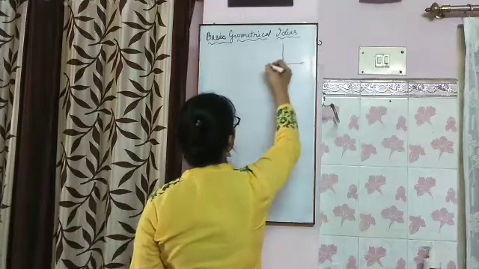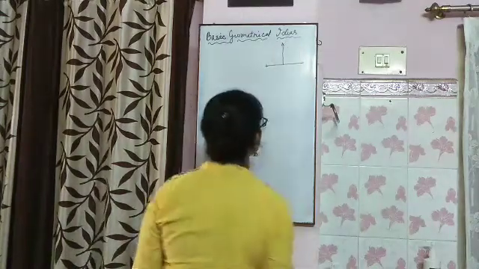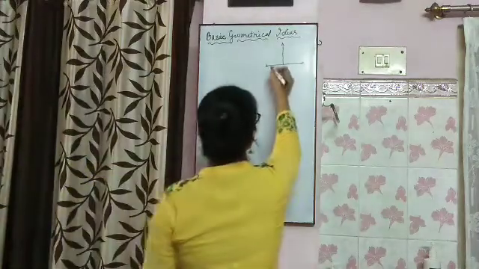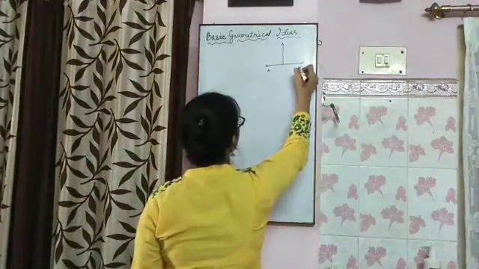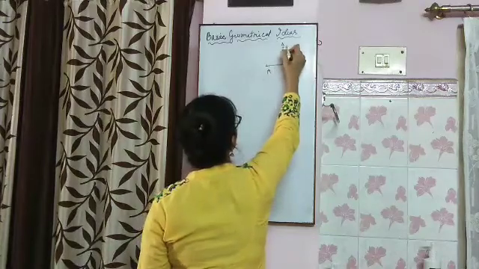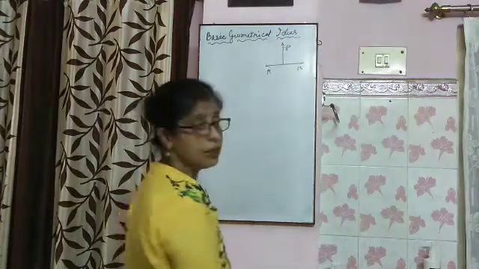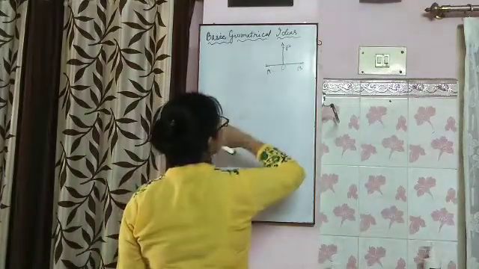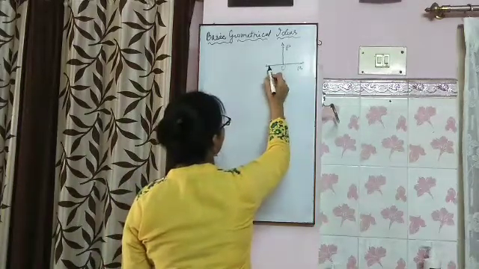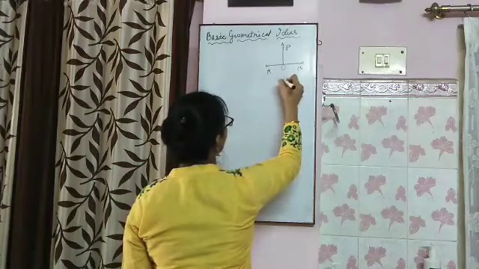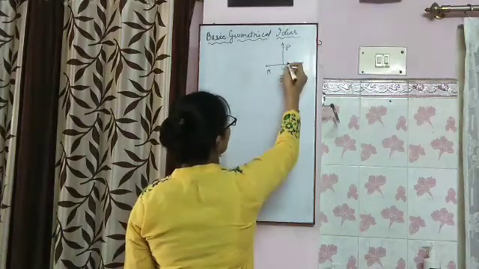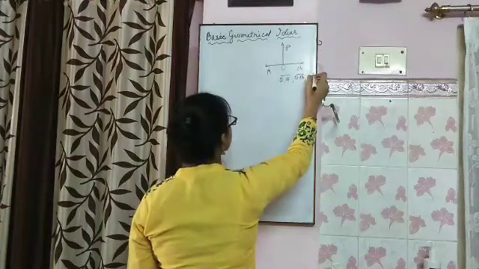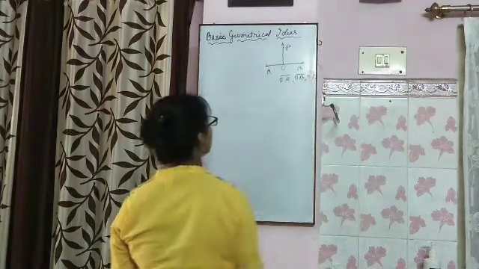And if you are asked to get, say here A, B and this is P. If you are asked to find the line segments, then obviously how many line segments will you get? OA, OB and OP. Okay.